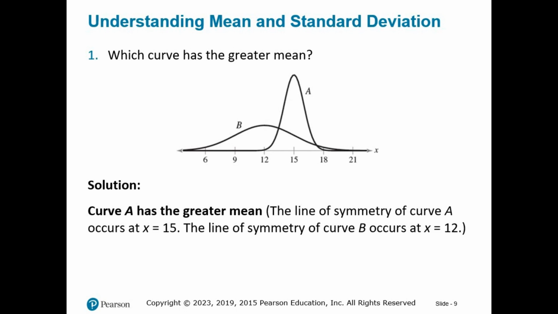It looks like the line of symmetry for graph A is sitting at about 15, and the line for graph B is at about 12. So graph A has the greater mean for this picture. Let's try another one.